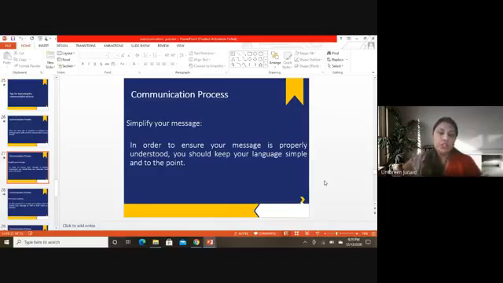In order to ensure your message is properly understood, you should keep your language simple and to the point. Whatever you want to say, don't exaggerate it. Don't explain it in a way that it gets lengthy. So why not be to the point? Why not use a simple language, a language that is interpretable by the people you are giving the message to? So the first step is to simplify your message.